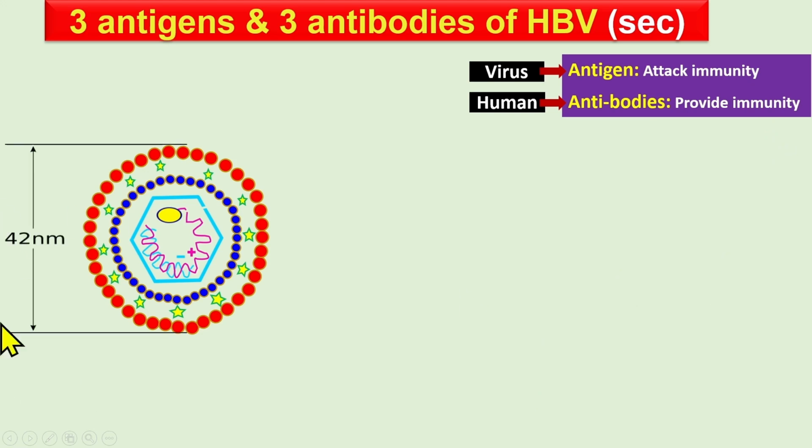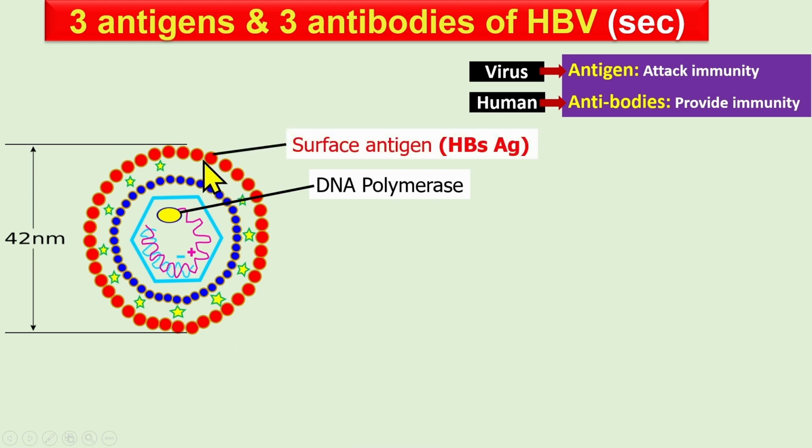This is the structure of the HBV. This is the nucleus, or you can say the DNA, which is partially double stranded DNA. Here is the DNA polymerase. The number one antigen is the surface antigen, HBs antigen, and against this the antibody will be the anti-HBs. So first is S, the surface antigen.